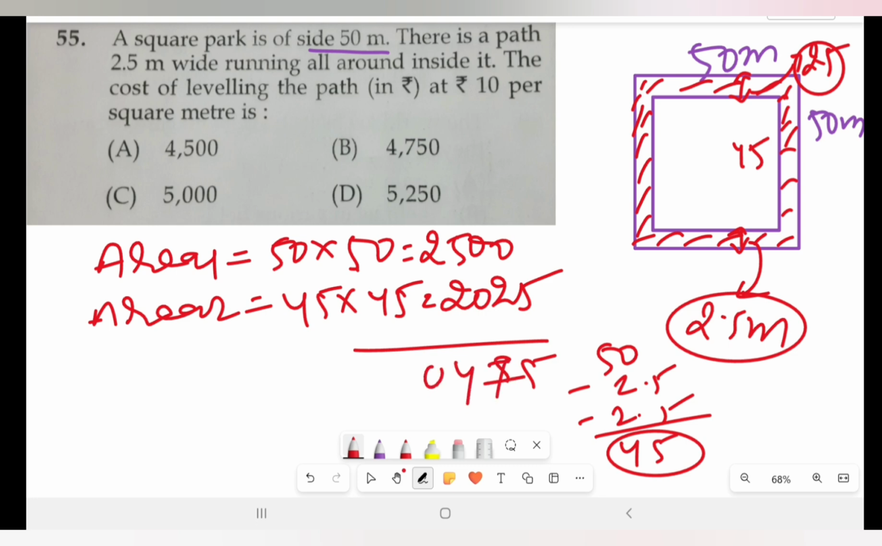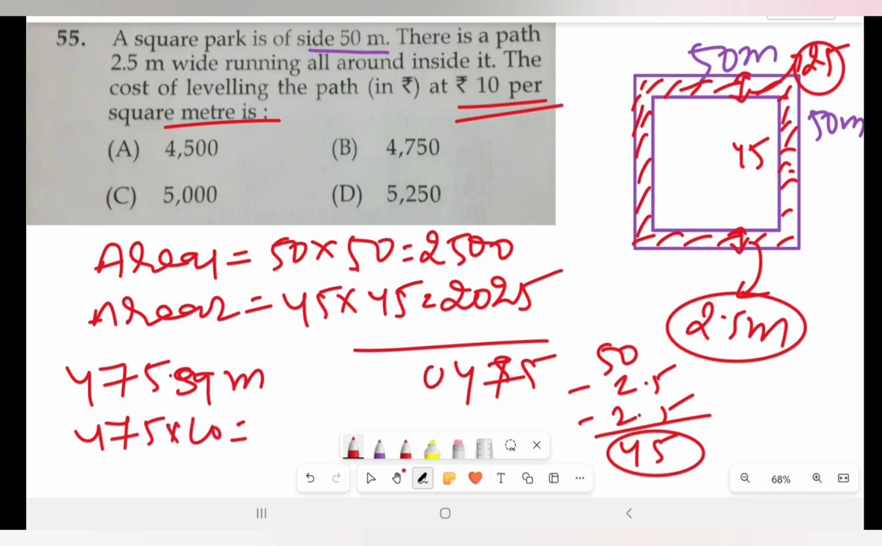After subtracting 2500 minus 2025, we get 475 square meter, which is the area of the red shaded part. The cost is 10 per square meter. Then if we multiply 475 into 10, we will get 4750. So this is the answer.